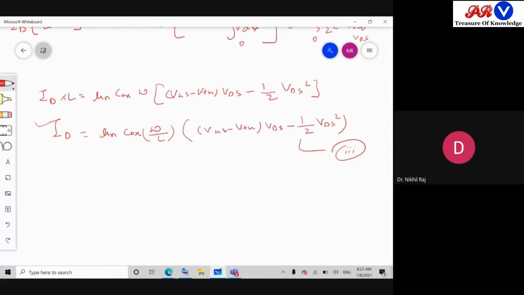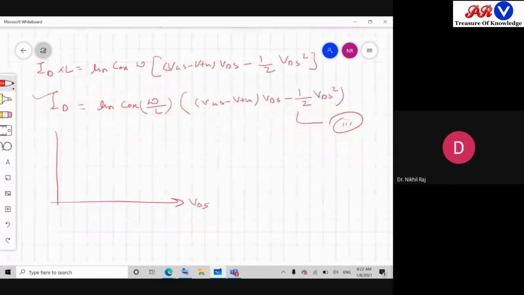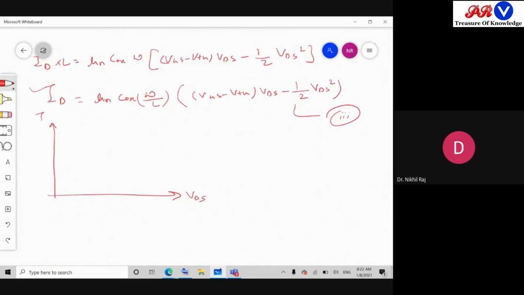Now what things can we observe from here? If you see this equation, this represents somewhat like a parabolic equation. So if this is your VDS axis and this is your ID, somewhat like a parabolic curve comes, somewhat like this. It is a parabolic equation. I don't know what the maxima or minima will be, but somewhat like this it will be there.